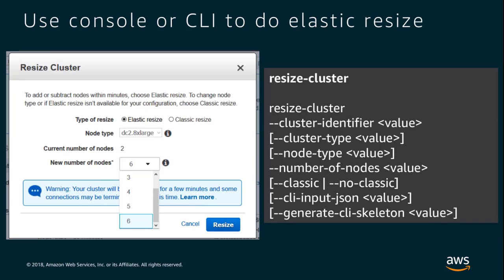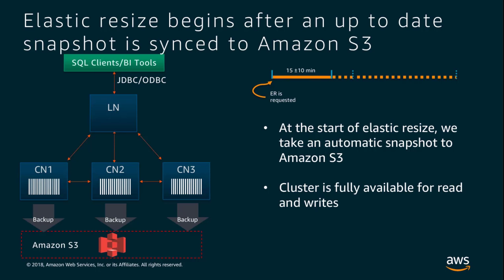If you were to change the node types, you would need to do a Classic Resize, and then you can select that on the console. For the CLIs as well, you can use the resize-cluster command, and resize-cluster by default also does Elastic Resize. Now let me talk about how Elastic Resize works and what the user experience is.